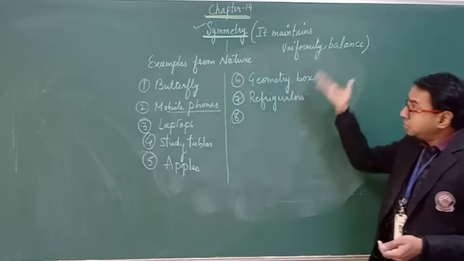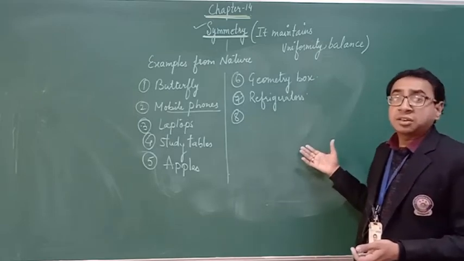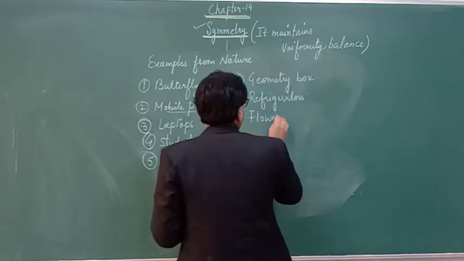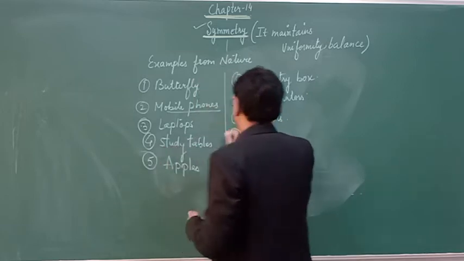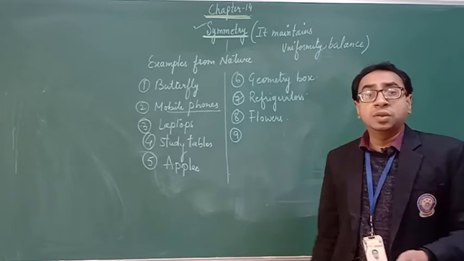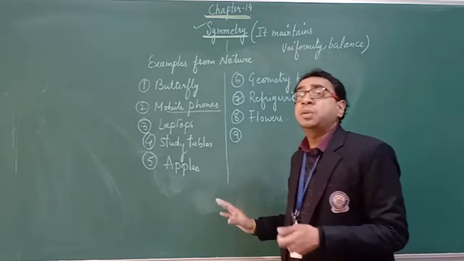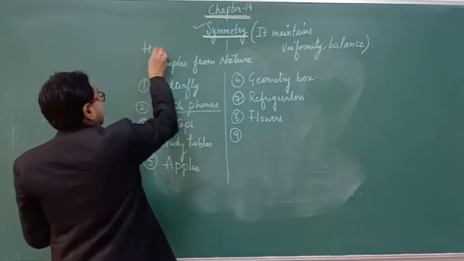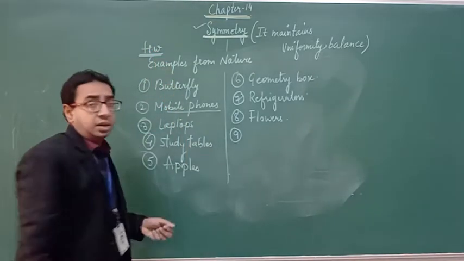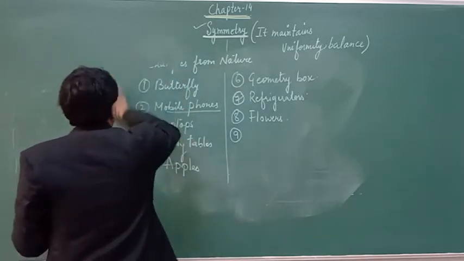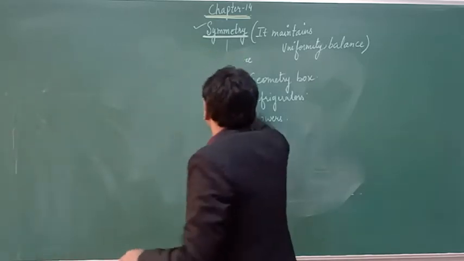So there are various things in nature that are symmetric. Flowers, I'll take as examples. You might have seen the petals of flowers. They are symmetric in nature. They are all similar in nature. Are we clear with this? So these are the examples from nature that you can go through. Your homework is this. Try this. See more examples around you, from nature. Okay, clear? Next, let's do the types of symmetry now.